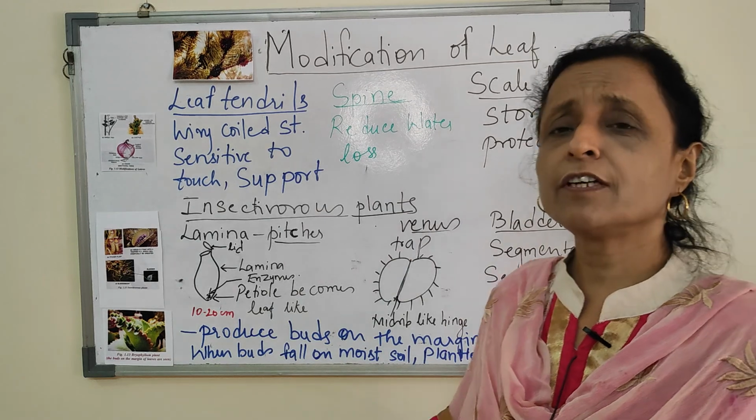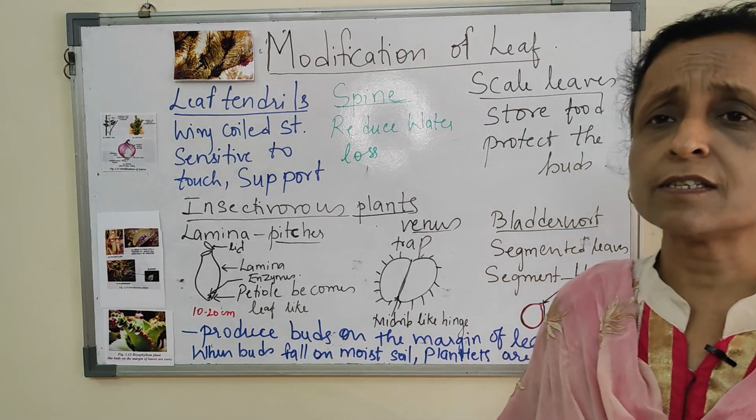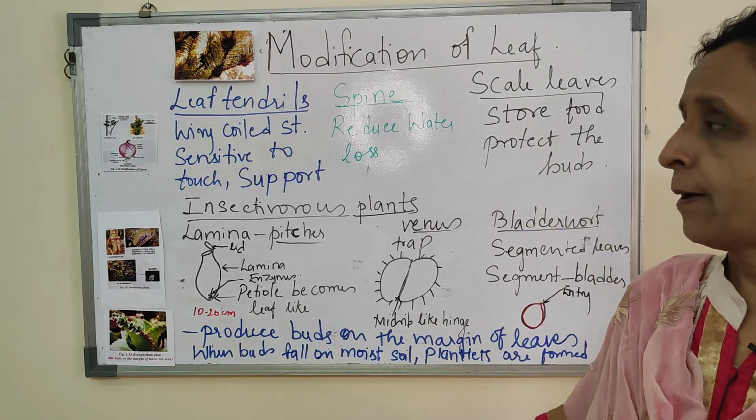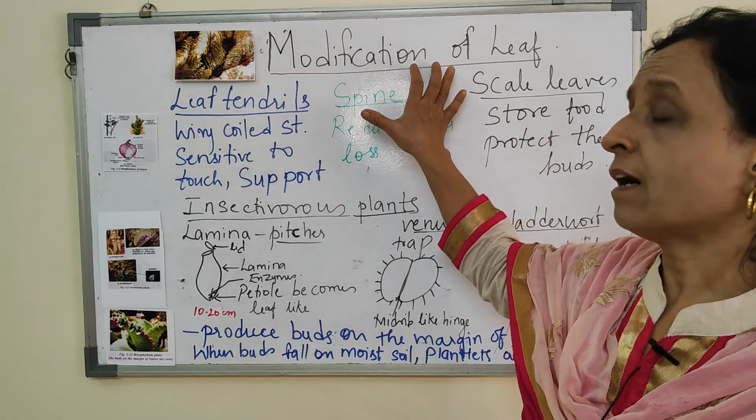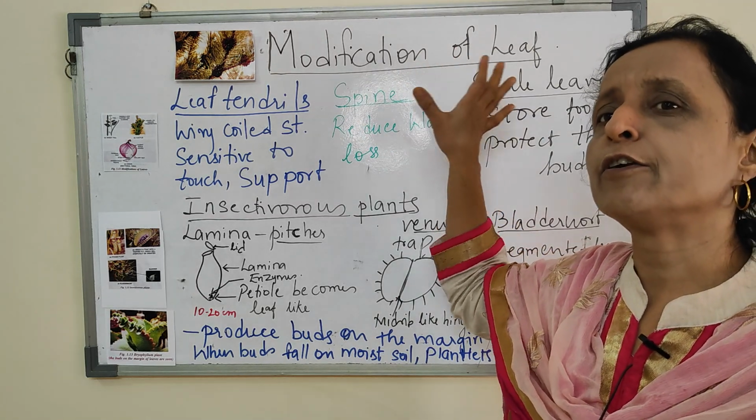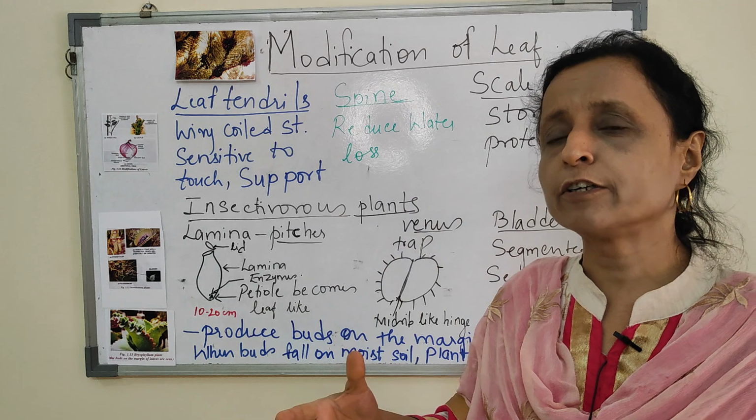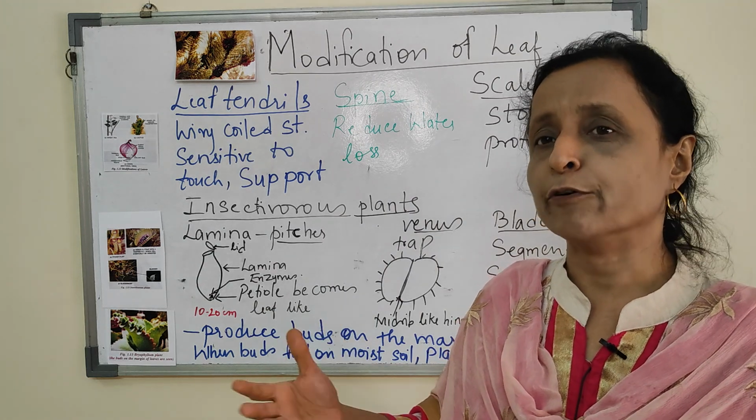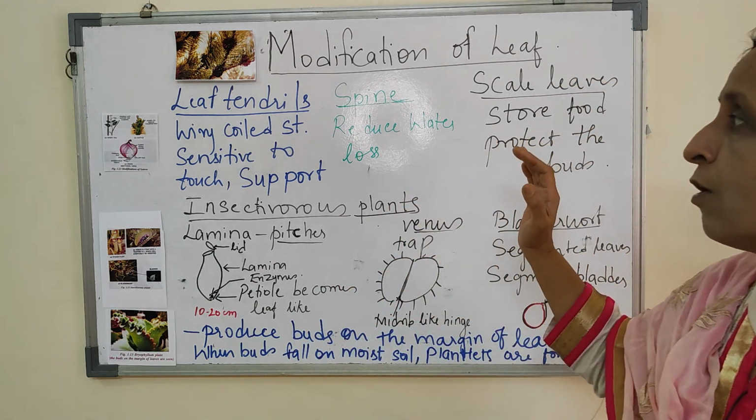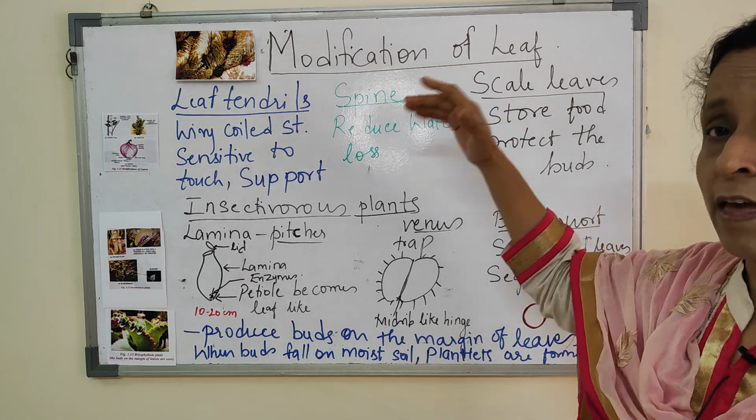The main function of the leaf is to carry out photosynthesis, to produce food. But they are also modified to carry out functions other than photosynthesis. So let's see what other functions they carry out.